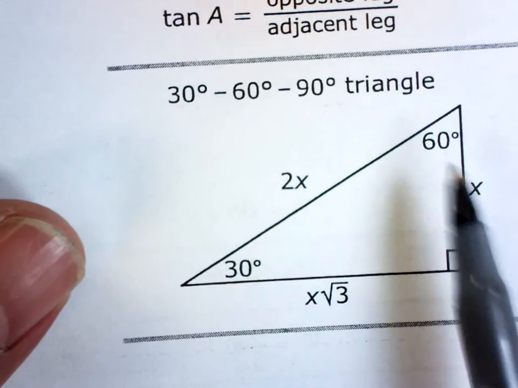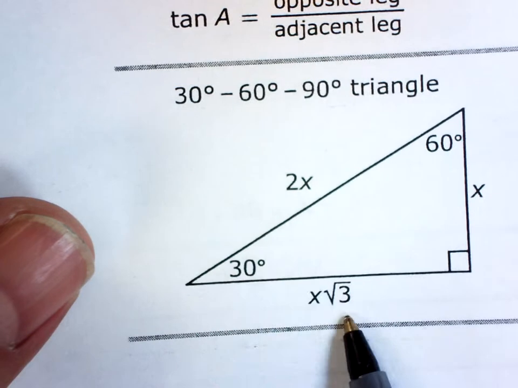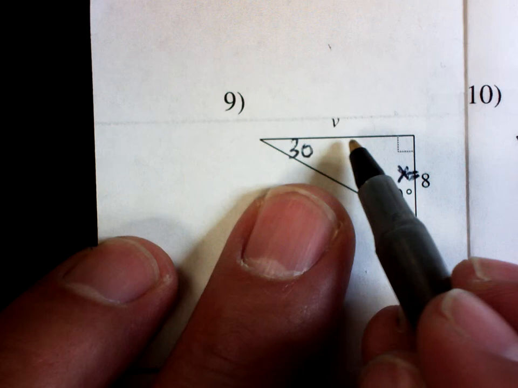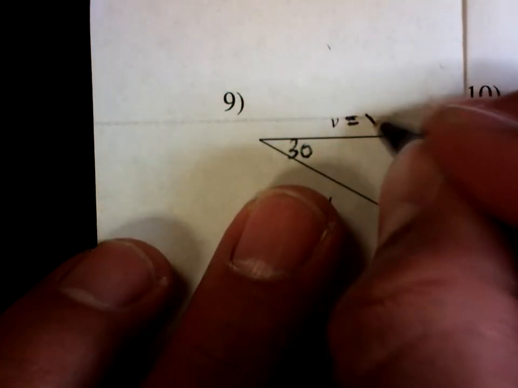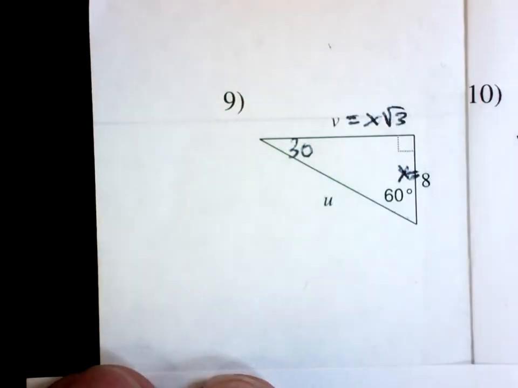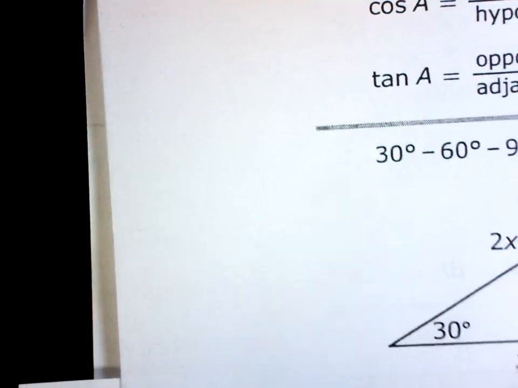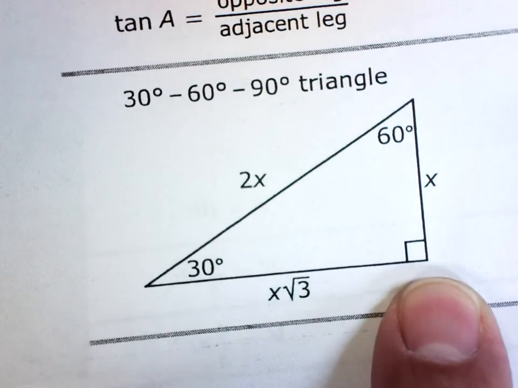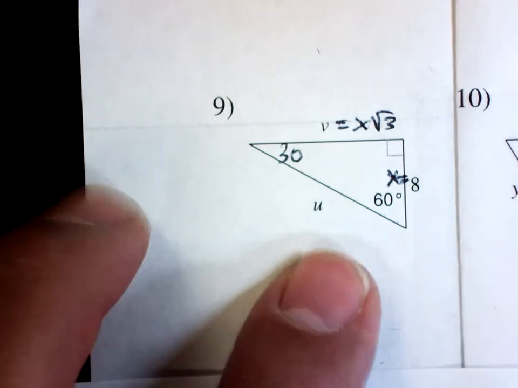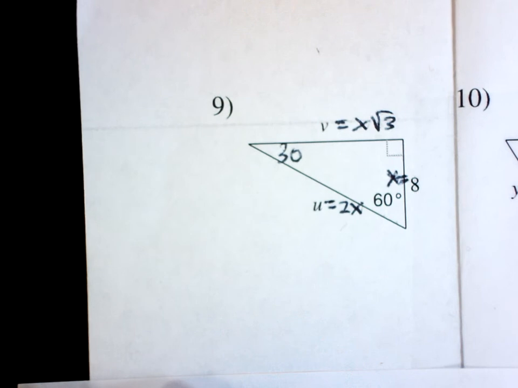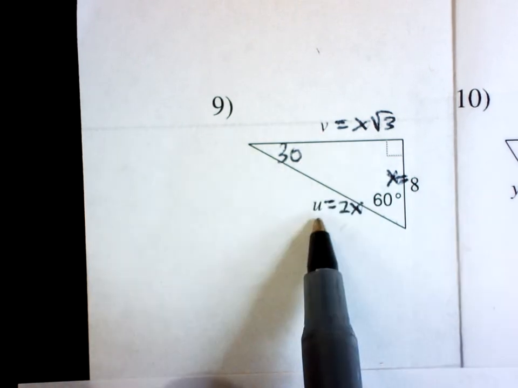Go back to the chart. The side opposite 60 degrees is equal to x root 3. So the side opposite 60, which is the v, has to be equal to x root 3. Go back to my chart again, and the hypotenuse, the side opposite the 90 degrees, is equal to 2x. So the hypotenuse here, which is u, has to be equal to 2x. So now, what am I after? I'm trying to find v, and I'm trying to find u.